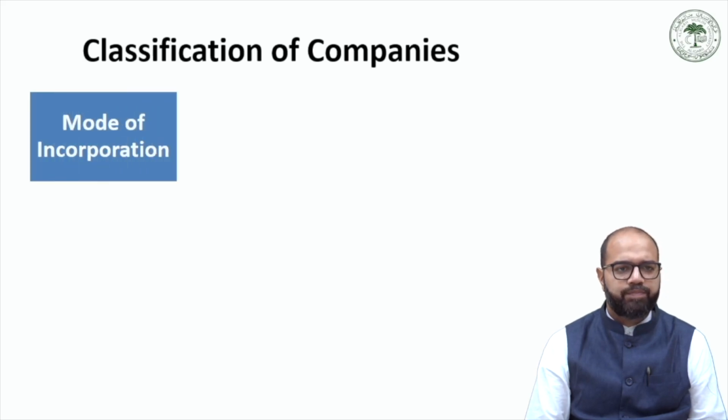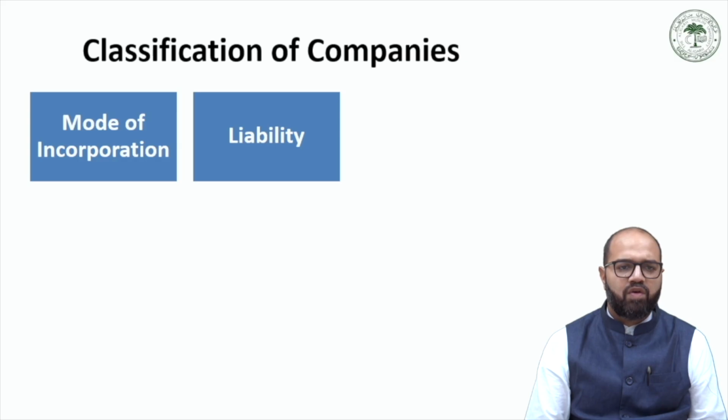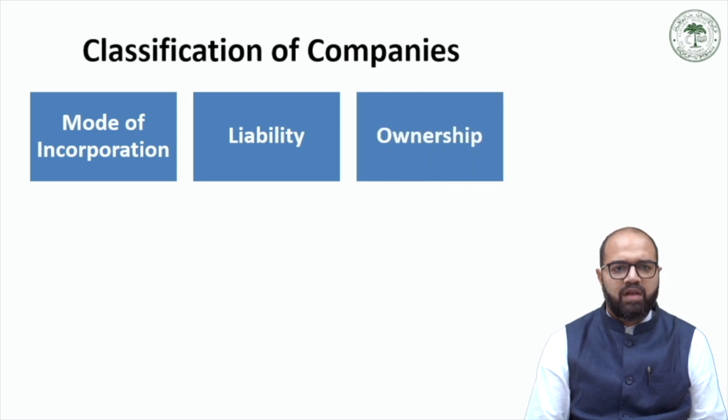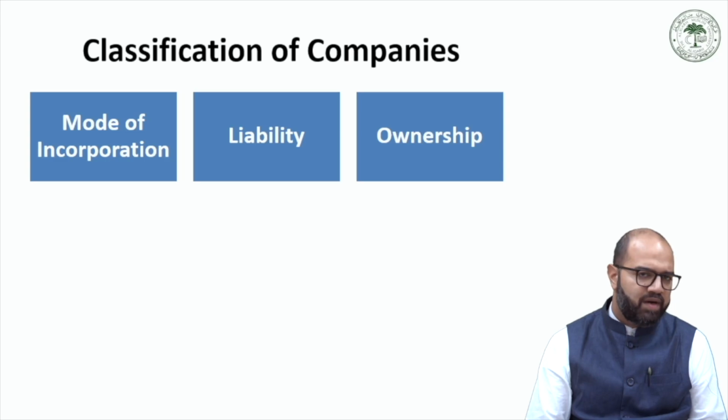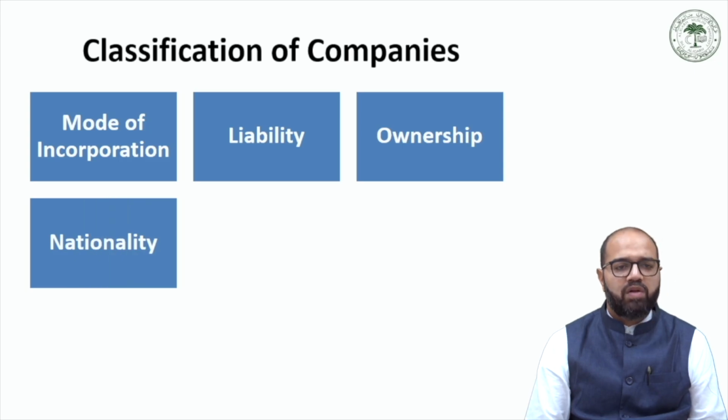Now these heads are: number 1, the mode of incorporation. Here essentially we would be discussing what are the various ways in which the companies can come into existence. Then we have, on the basis of liability, whether companies have limited liability or unlimited liability. We will be discussing it under this head. Then on the basis of ownership, whether they are privately owned or governmentally owned, will be taken up under this head of ownership. Then fourthly, on the basis of nationality, whether it is an Indian company or a foreign company, what distinguishes the two kinds of companies would be taken up under nationality.